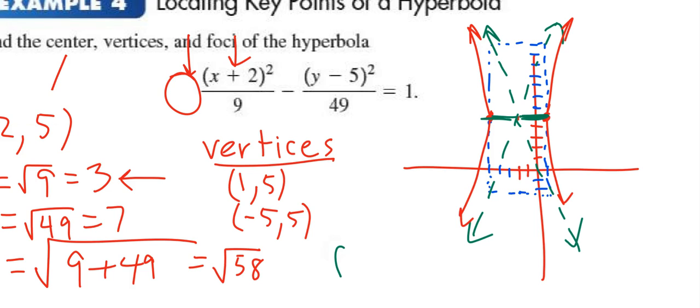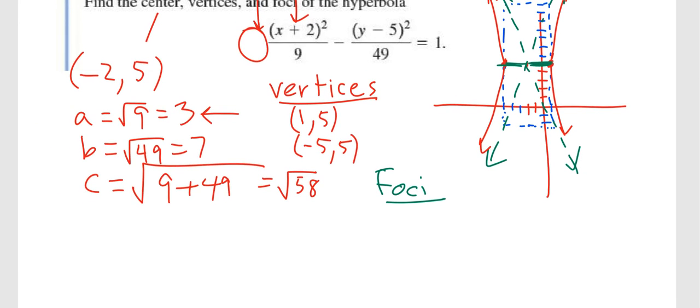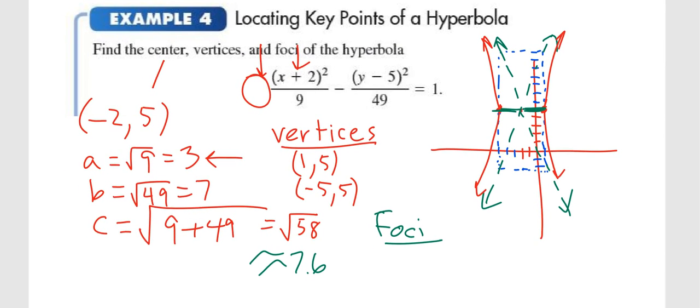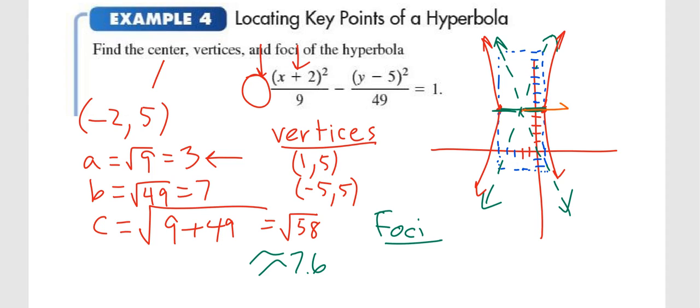Okay, how about foci? That's square root of 58, which is approximately 7.6. You add it to, and subtract it from, the x coordinate. So you said what? Negative what? Negative 2. Isn't it from the center? Correct, but you have to go. Oh, I meant like added to the negative 2. Correct, so we're adding and subtracting.